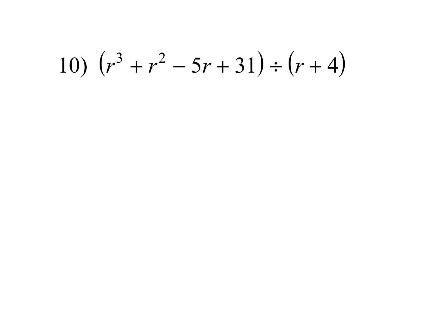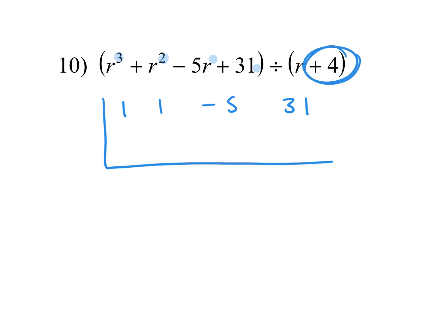Oops, we're doing synthetic division, so it's the upside down box. And we just need the coefficient. So what goes in the box? Perfect. 1, 1, negative 5, and 31. Always make sure that you have all your variables there. We have 3, 2, 1, none. What goes outside the box? Negative 4. Here's where you change the sign of the number outside.